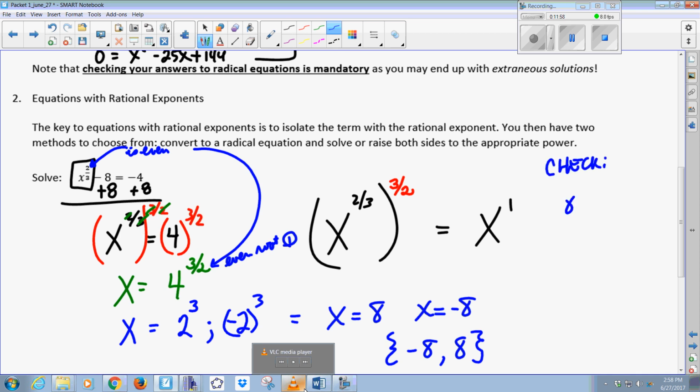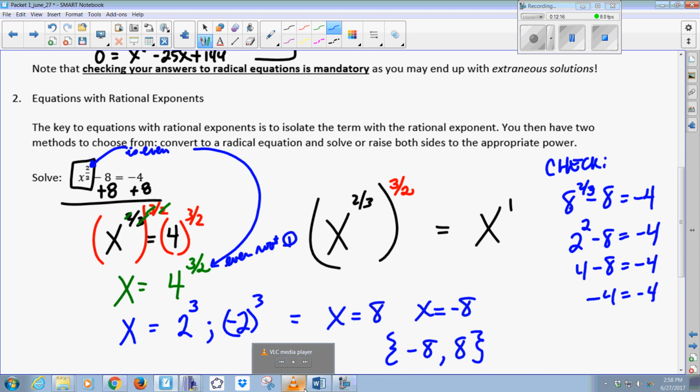We go back, 8 to the 2/3 minus 8 equals -4. The cube root of 8 is 2. When I square it, I get 4. 4 take away 8 equals -4. -4 equals -4. So 8 checks. And I'll leave this one for you to check. -8 to the 2/3 minus 8 equals -4.